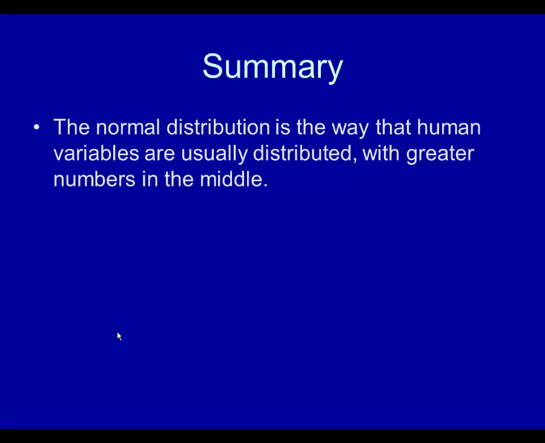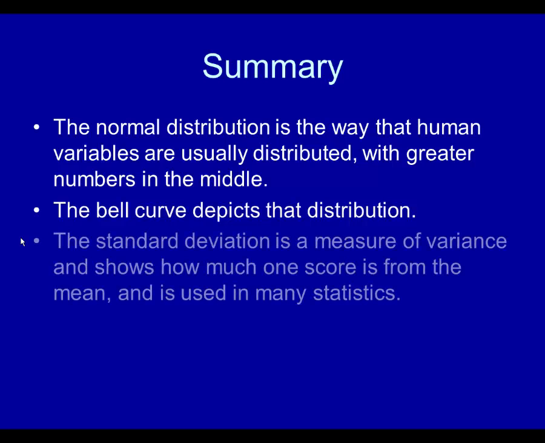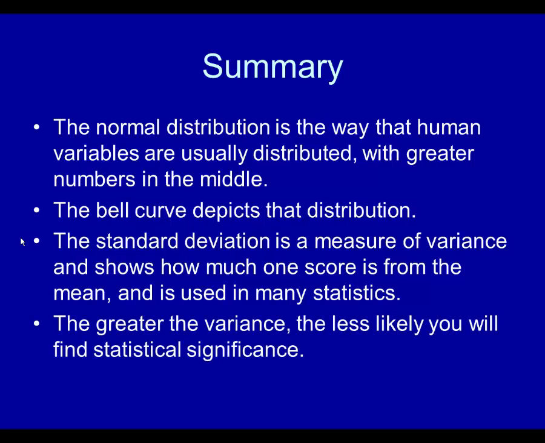Let me summarize briefly. The normal distribution is the way that human variables are usually distributed, with greater numbers in the middle and much smaller numbers as you get at the extremes, either on the positive side of the mean or the negative side of the mean. The bell curve depicts that distribution. The standard deviation is a measure of variance and shows how much one score is from the mean and is used in many statistics. The greater the variance, the less likely you will find statistical significance.